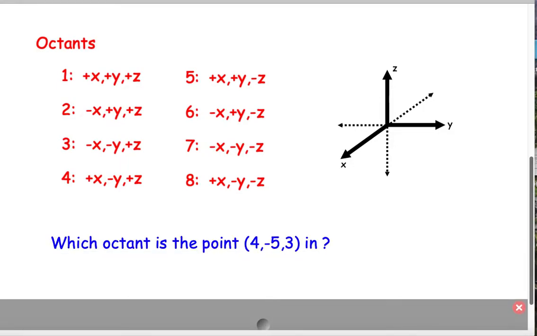So which octant would the point (4, -5, 3) be in? Now you can try and look at the chart, but I don't think that's as useful as getting the visual image for this. So if we picture we're going 4 in the x direction, negative 5 in the y direction, positive 3 in the z direction, that's on the top half, and it's the last one as we're going counterclockwise around. So that's going to be in the 4th octant.